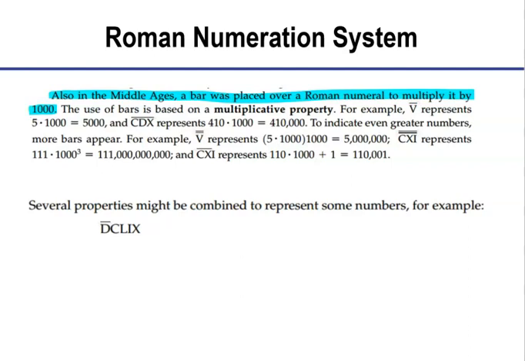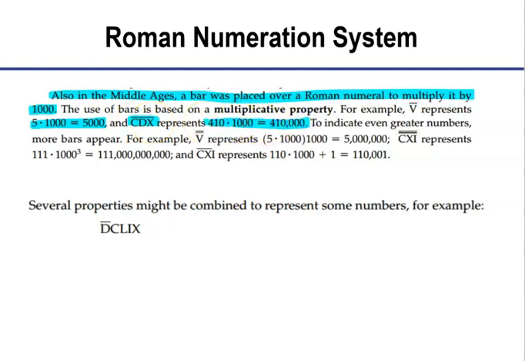The use of bars is based on a multiplicative property. For example, V with the bar over it is 5 times 1,000, which is 5,000. CDX, notice if the bar goes all the way across. Now, don't look over here and cheat, okay? Don't pay attention to what I've got highlighted. CDX, what would that be? Remember, C is 100, D is 500, so that's actually 410, right? But then you can put a bar over the whole thing. That's 410 times 1,000, 410,000.